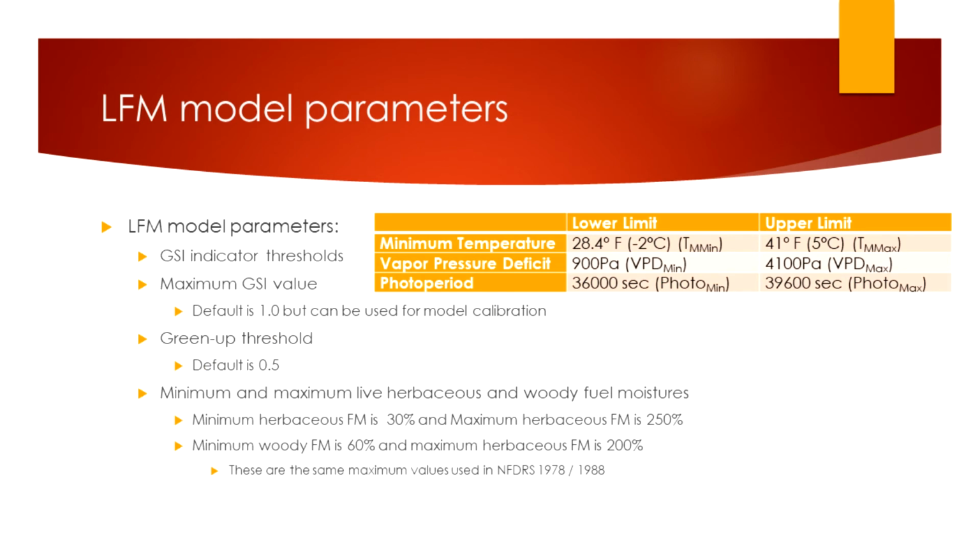The limits of those indicator functions that I showed you before are defined here. So the lower limit is 28.4 degrees Fahrenheit or minus 2 degrees Celsius for the lower limit of minimum temperature, and then 41 degrees Fahrenheit or 5 degrees Celsius for the maximum of the minimum temperature indicator.